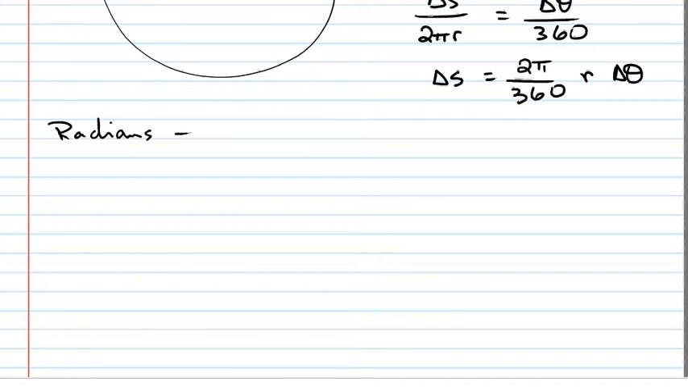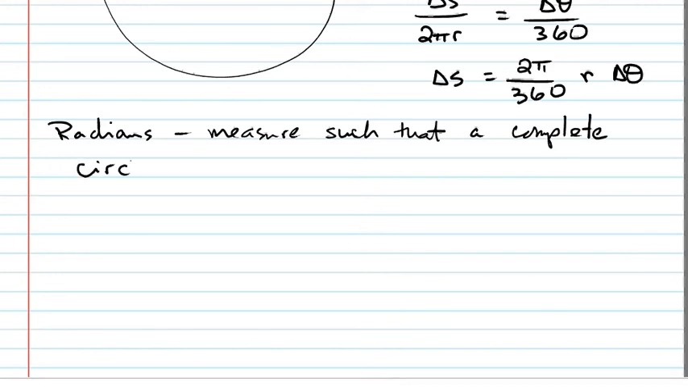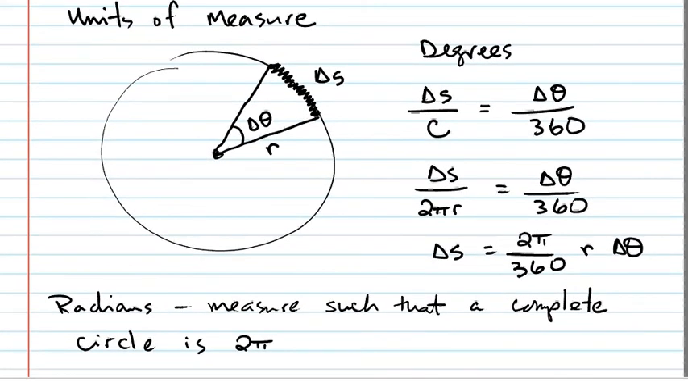And it's an angle measure such that a complete circle is 2 pi instead of, like with degrees, where it's 360. And if that's the case, well, we could actually repeat the work that's up here. Let's give that a try very quickly.